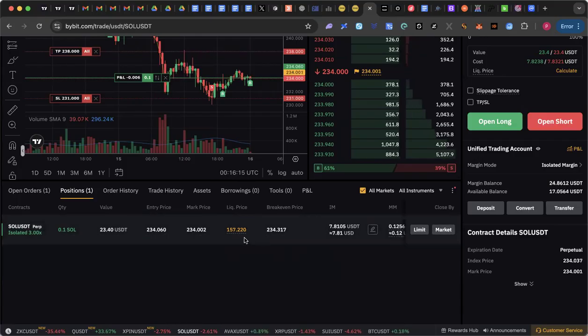So now look at it here. Liquidation price means if I didn't stop loss and the market goes against me to the point at which the Solana price goes to $157.22, my whole money will be wiped out. Okay, and what price is it now? 230 something. So that's far off. What made it far off is the fact that you use very low leverage.